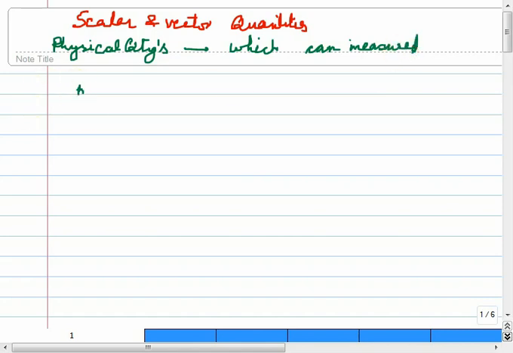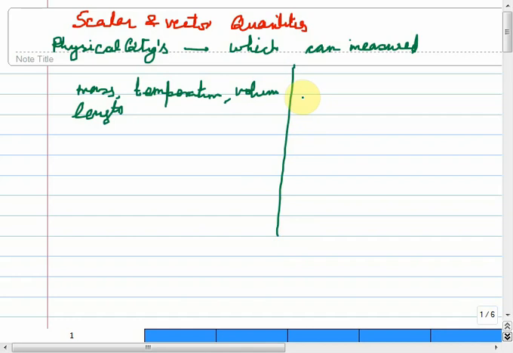Like mass, temperature, volume, length, these are all physical quantities, but there are certain quantities which cannot be measured. Just like our sentiments, or pain in the body. We can say that pain is very high or very low, but how much pain we cannot measure. There is no physical quantity which can measure pain. So these are not physical quantities, and these are physical quantities, right?